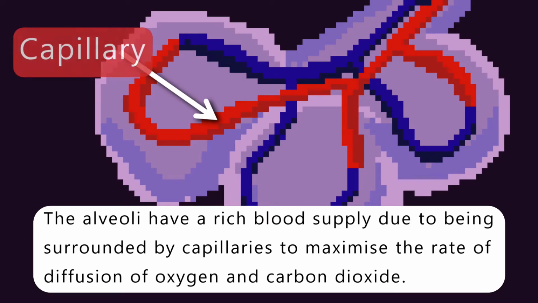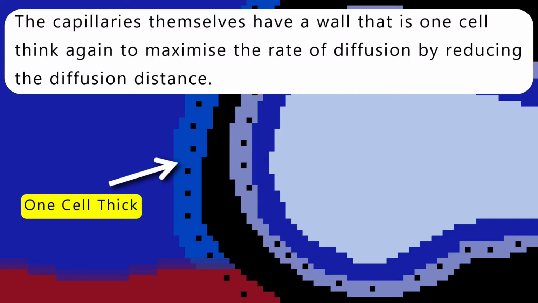The alveoli have a rich blood supply because they're surrounded by capillaries to maximize the rate of diffusion of oxygen and carbon dioxide. The capillaries themselves have a wall that is 1 cell thick, again to maximize the rate of diffusion by reducing the diffusion distance.